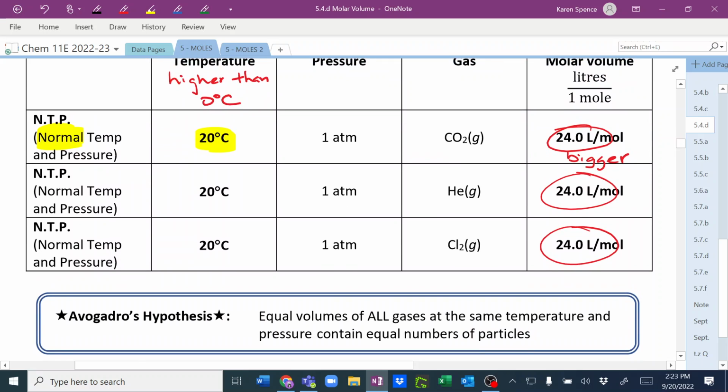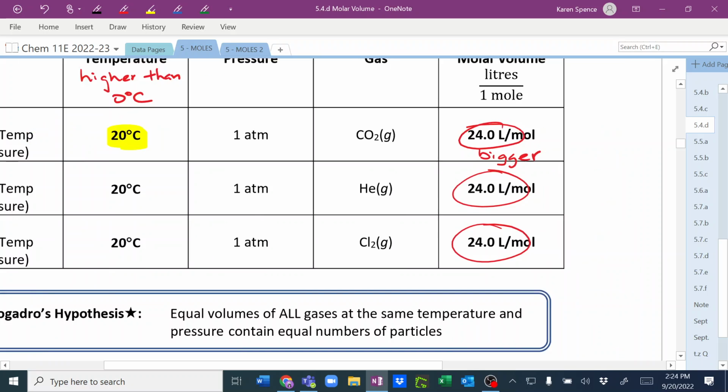And this, in fact, led Avogadro, the scientist, to have a hypothesis. And his hypothesis was that equal volumes of all gases at the same temperature and pressure will contain equal numbers of particles. Yes?